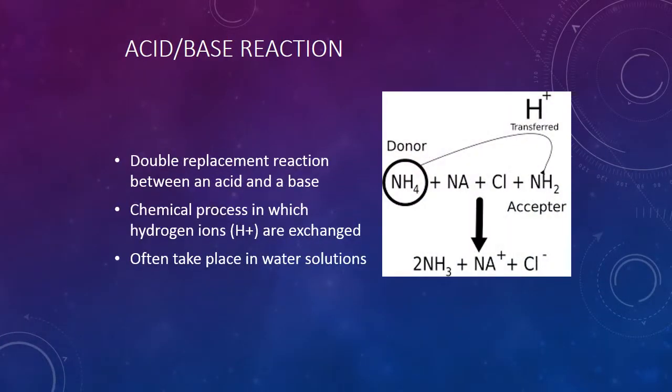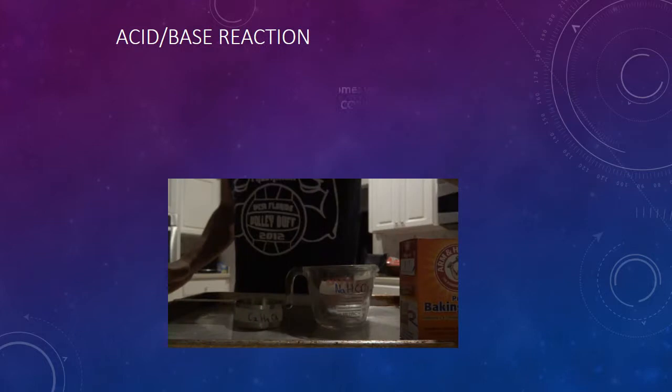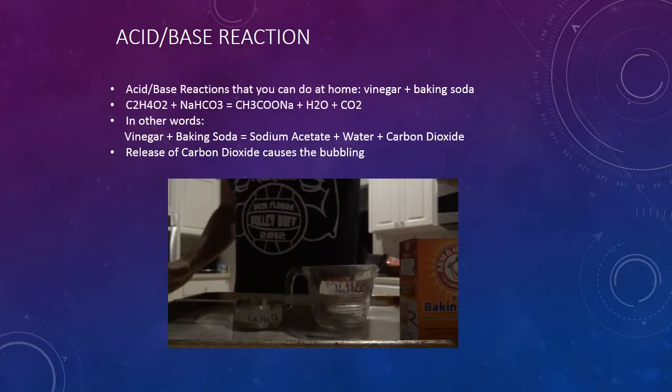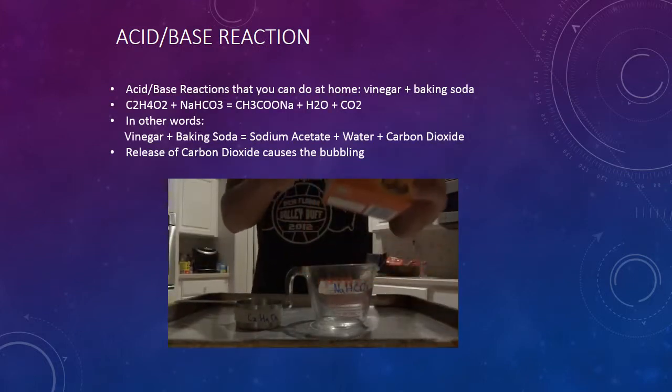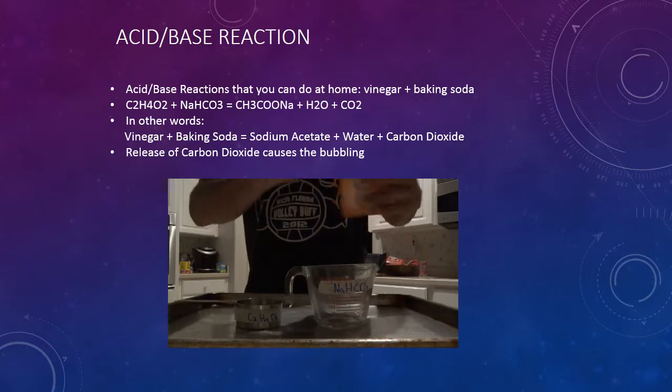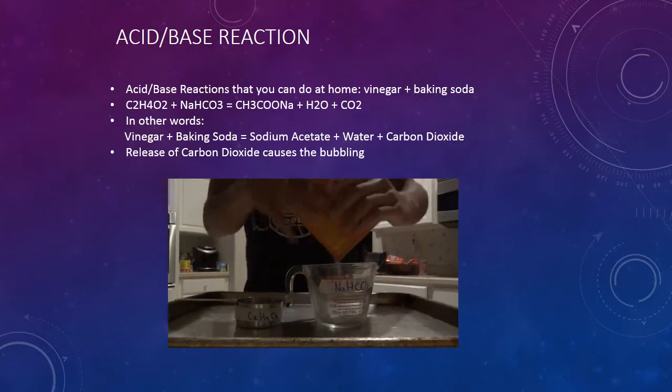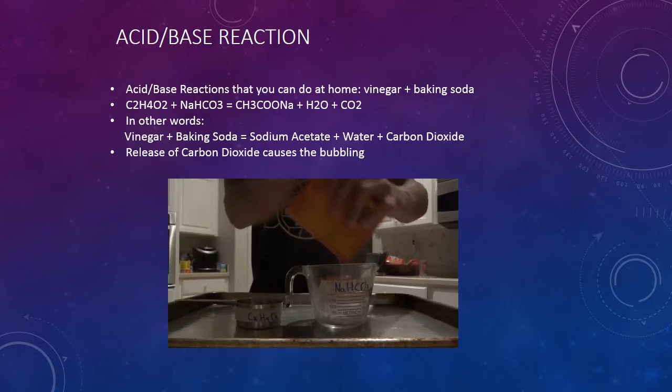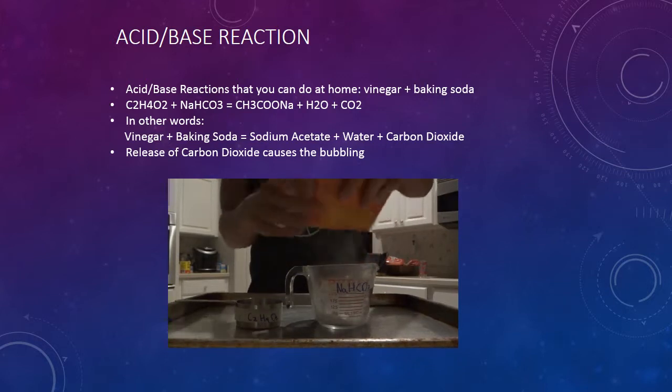Next is an acid-base reaction, which basically is a double replacement reaction between an acid and a base. The chemical process is when hydrogen ions are exchanged, and it often takes place in water solutions. So if we watch this experiment down here, it's one of my partners doing an acid-base reaction with common household items that you can even do yourself.